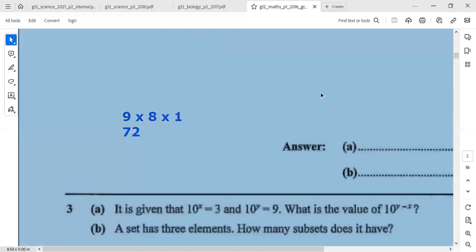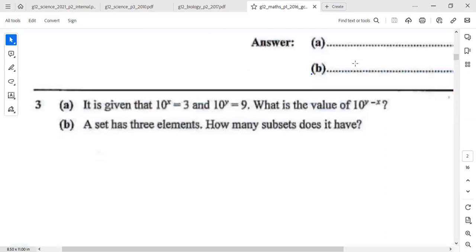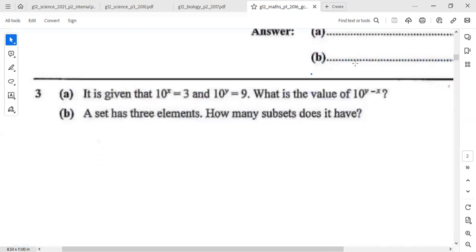So let's go down. It is given that 10^x is equal to 3 and 10^y is equal to 9. What is the value of 10^(y-x)? Someone might actually be confused. Okay, how do I work on this?